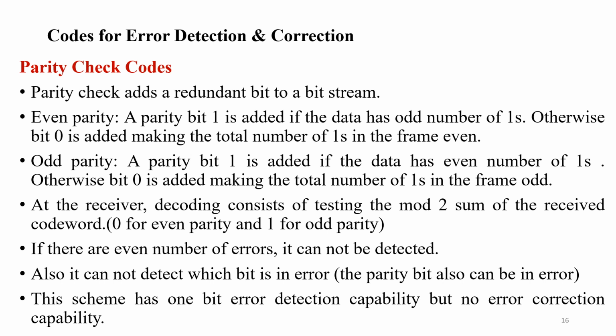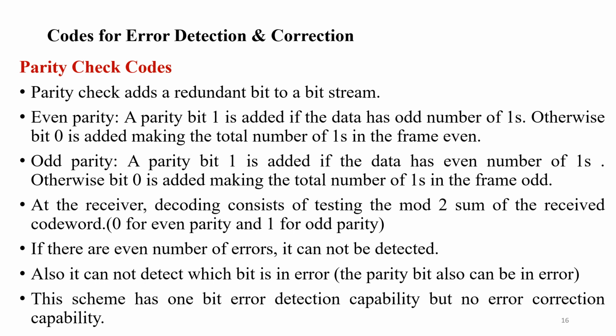Parity check codes. Parity check adds a redundant bit to a bit string. Even parity means a parity bit 1 is added if the data has an odd number of ones. Otherwise, bit 0 is added, making the total number of ones in the frame even. Odd parity means a parity bit 1 is added if the data has an even number of ones. Otherwise, bit 0 is added, making the total number of ones in the frame odd.